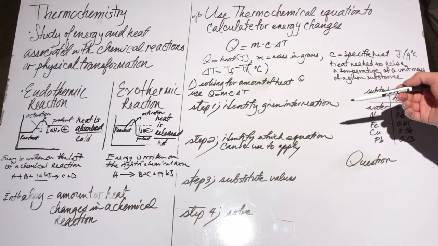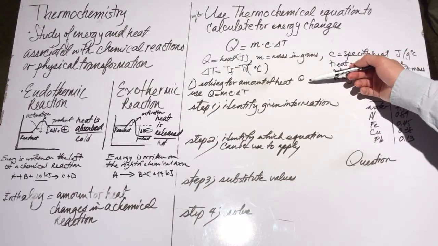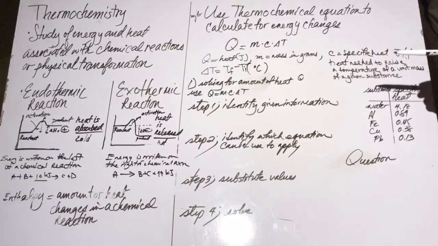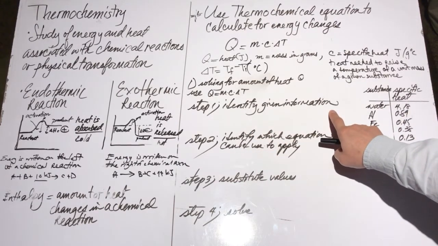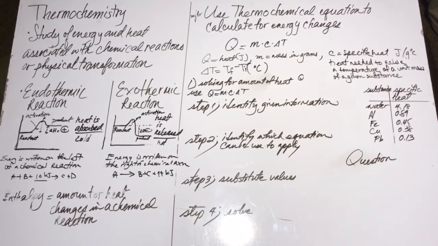If, for example, you have to solve for the amount of heat needed to raise a certain element to a certain temperature, you will follow step 1, which is identify given information. Step 2 is identify which equation can be used to apply if you want an easy way out. Step 3 is substitution. All you have to do is substitute your known values. Step 4 is to calculate the problem, or calculate the variable.